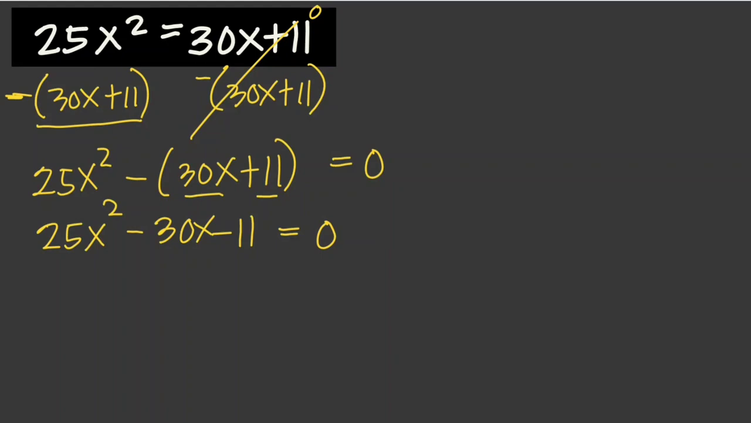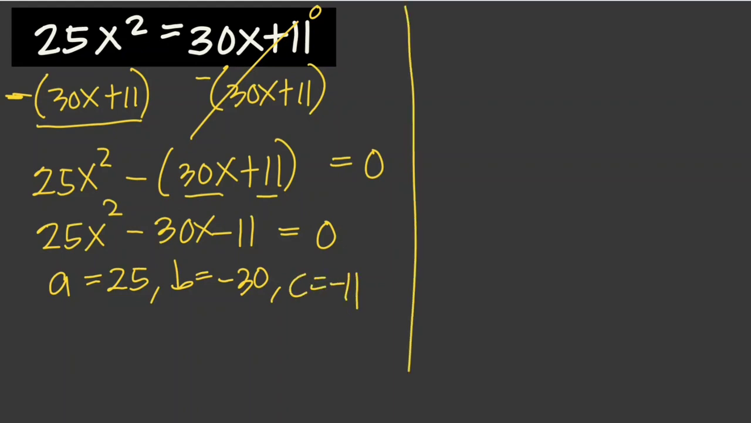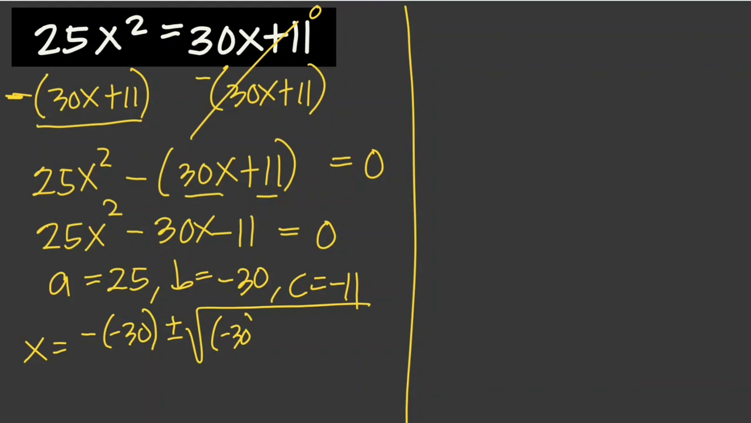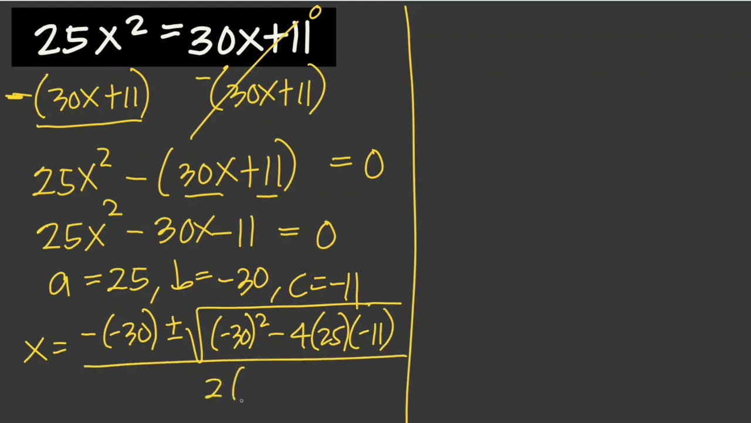Now our quadratic equation is already equal to 0. Then we can just identify the values for our a, b, and c. So our a here is equal to 25, b is equal to negative 30, and c is equal to negative 11. Now we can just plug in all the values to the quadratic formula. x is equal to negative b, so negative of negative 30 plus minus square root of b squared, so negative 30 squared, minus 4 times a times c, over 2 times a.